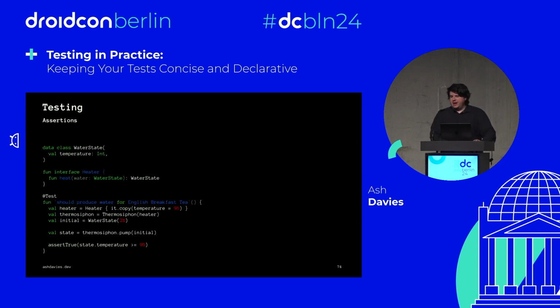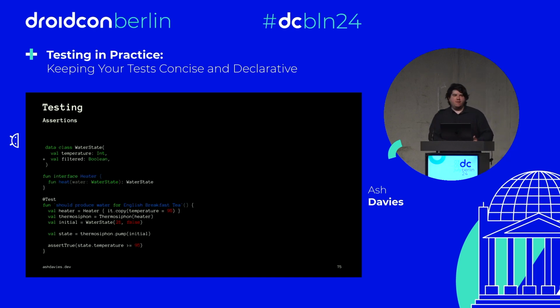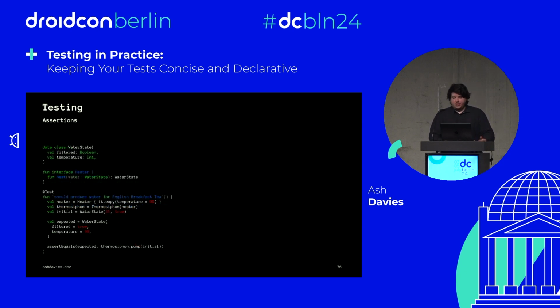So it might also be tempting to test class properties. You've got this assertion here that's just asserting that this property is a certain value. But this is going to be brittle because you're not actually testing the state as a whole. For example, if we then refactor this state to add an extra property, this test no longer verifies that we have good water for good tea, which is really quite important.